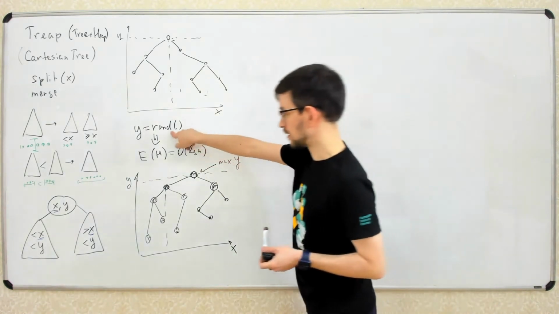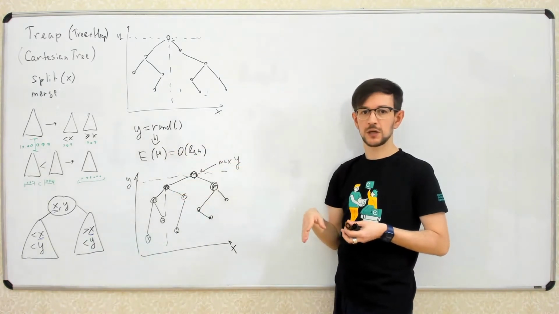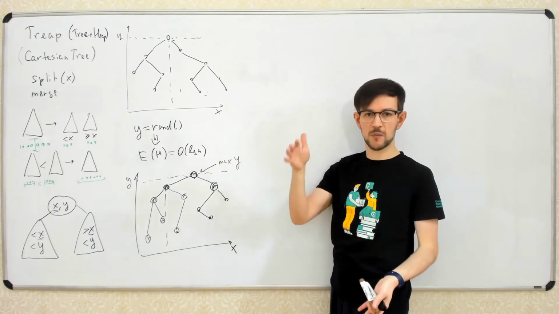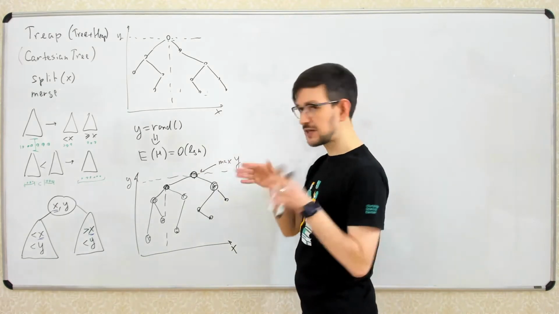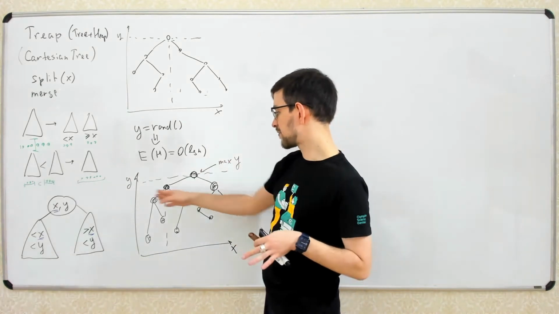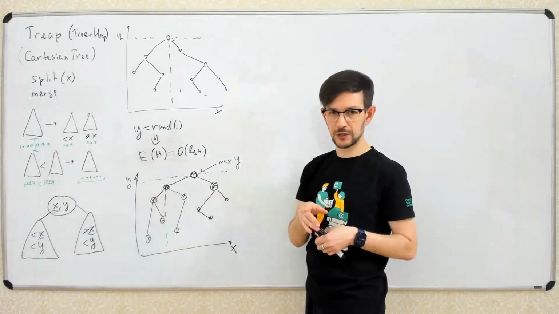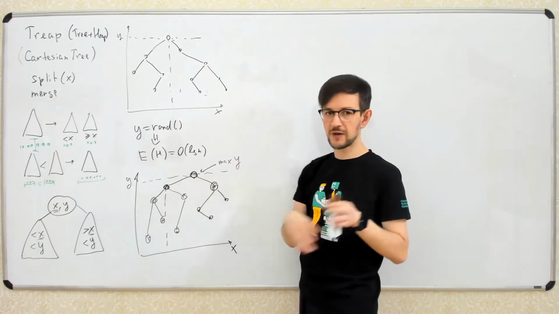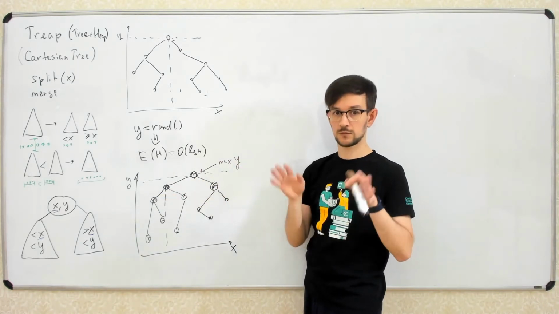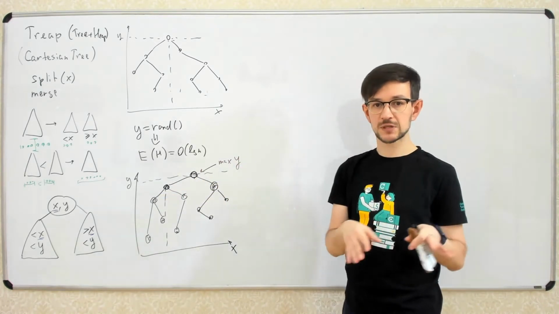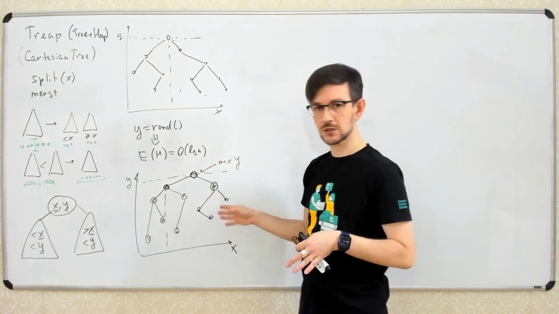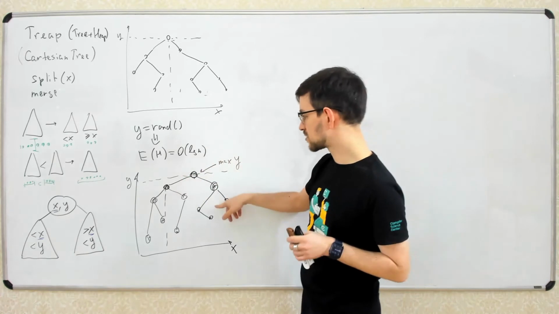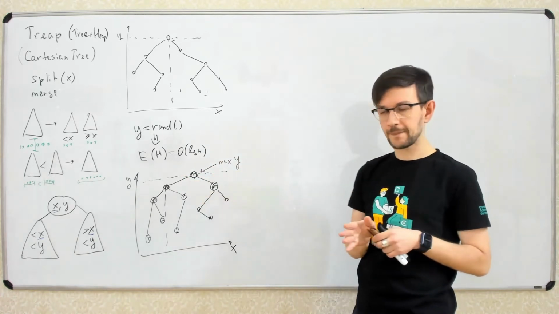But Y is random, so all elements get the same random value from the same set of random values with the same probabilities. So because of the symmetry, all elements have equal probability to be the root of the tree. So any element may be the root of the tree with equal probability. Basically, we pick some random element with equal probability from all elements and make this random element the root of our tree.